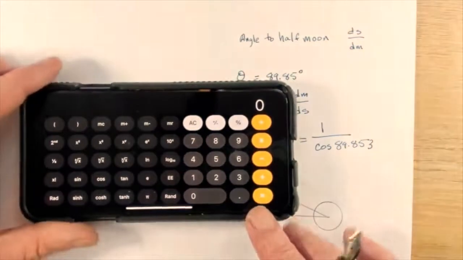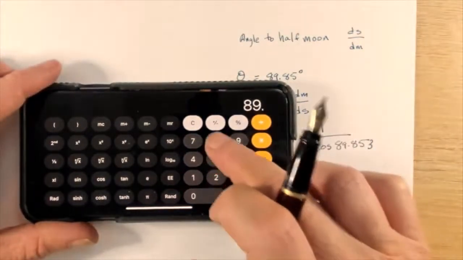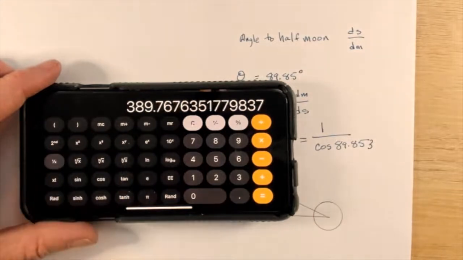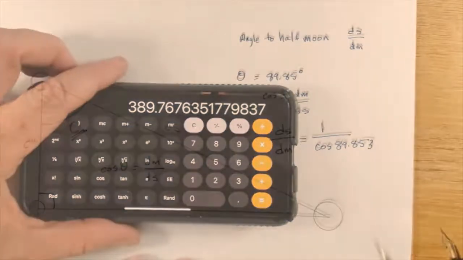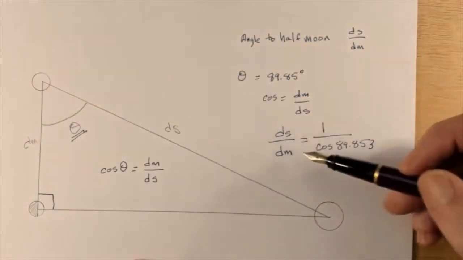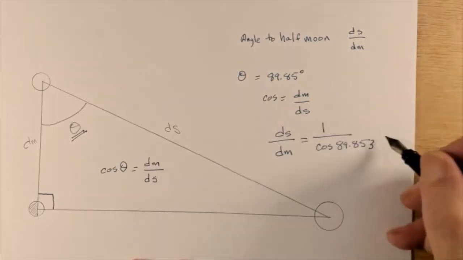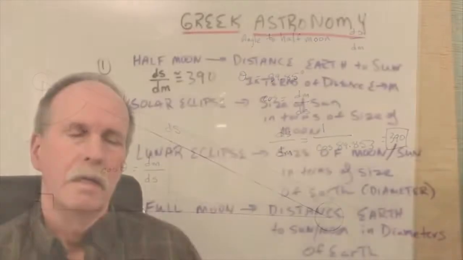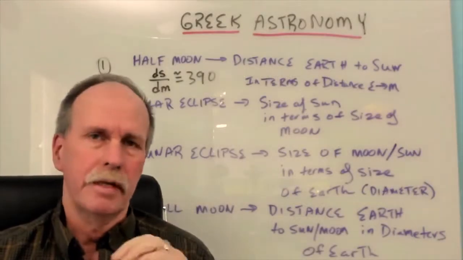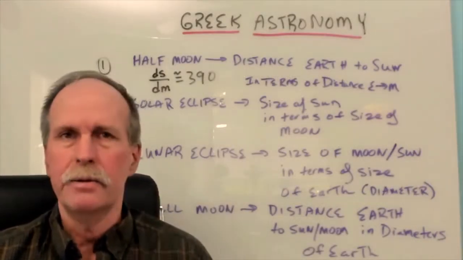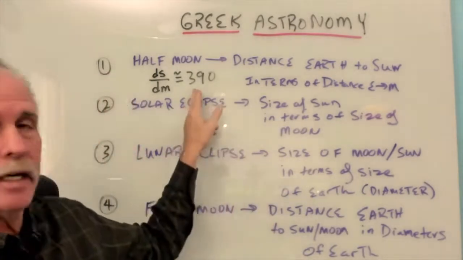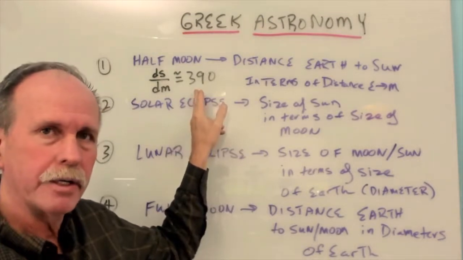So, if we go 89.853, take the cosine and invert that, we get approximately 390. The distance to the sun, in terms of the distance to the moon, is approximately 390. Okay, so that was a relatively simple equation, and as a result, we now know that the distance from the Earth to the Sun is approximately 390 times the distance from the Earth to the Moon.